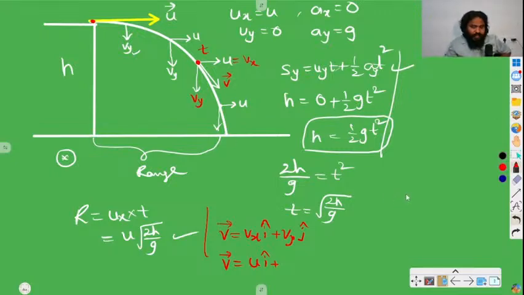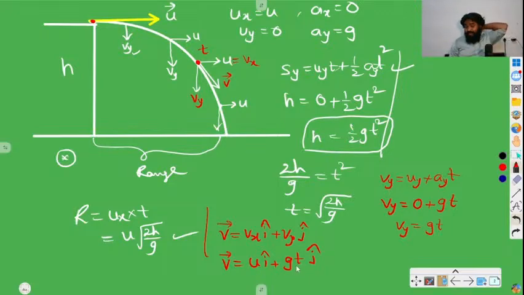The Vy will be considered as v equals u plus at, right? So Vy is equal to uy plus ay into t. So from this, what is Vy here? Vy is equal to uy, which is 0, plus gt. So Vy is nothing but gt, right? So velocity is u i cap plus gt j cap. This is the velocity at this point.